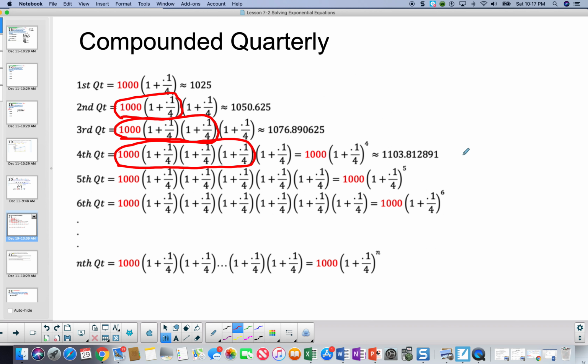Now when we only multiplied it once a year, we only owed $1,100 after 1 year. And when we compound quarterly, notice that you owe a little bit more, and that's because you're gaining interest on the interest. So that's why this number is bigger than this one.